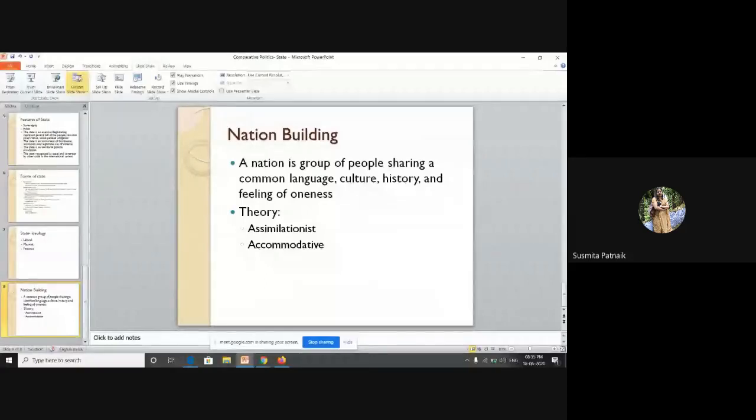Take for example the case of Nepal or the case of Islam. Just like after independence, in our India, those who are Muslims all went to Pakistan. That type of state, which has one religion as its state religion, where the people inside the state have one religion, is called the assimilation theory.